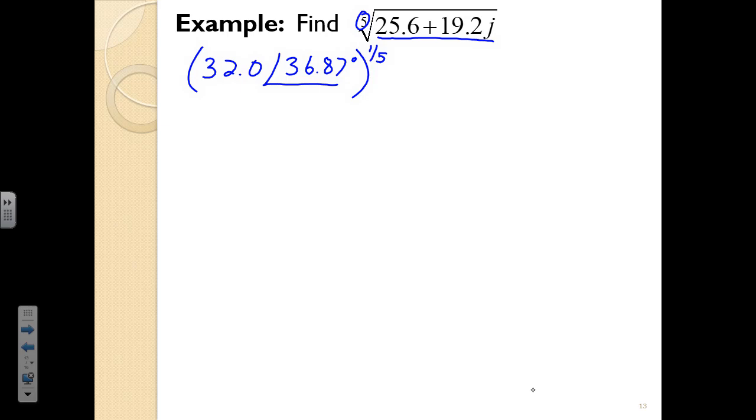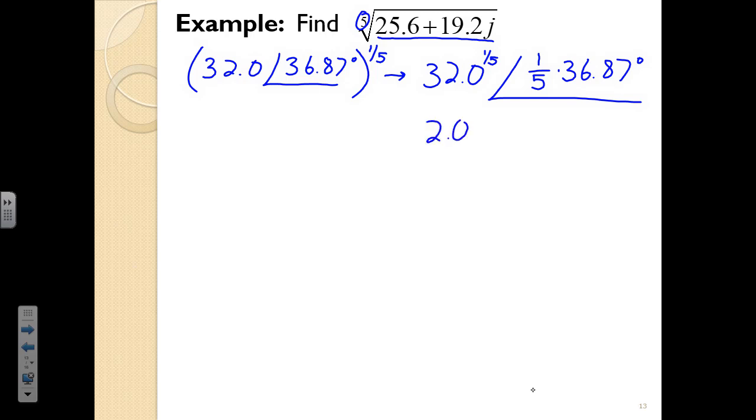De Moivre's theorem says that we can write this as 32.0 to the 1/5 power at a direction of 1/5 times 36.87 degrees. If you do that, you will get a magnitude of 2.00 at a direction of 1/5 times 36.87, which is 7.37 degrees. There's our first root.